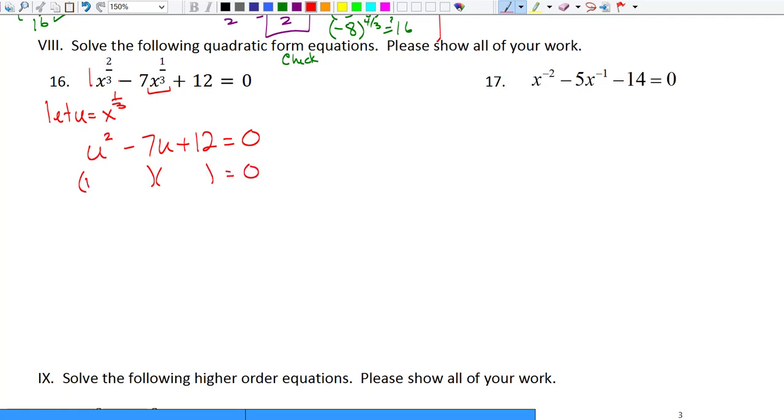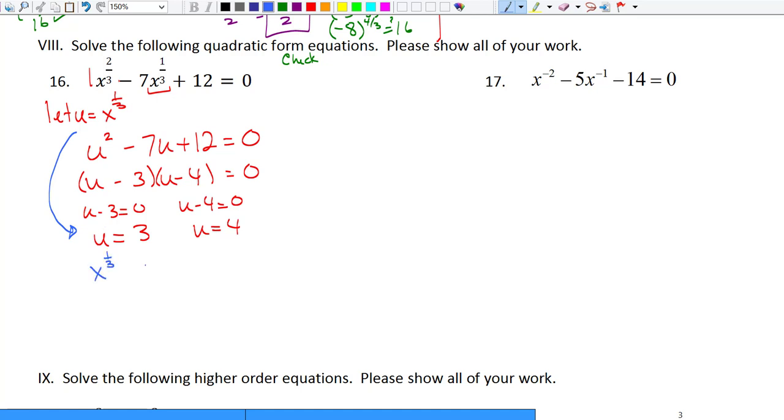At this point I need to solve. I can factor this pretty easily. Minus 3 and minus 4 multiplies to positive 12, it adds to negative 7. I set each of these equal to 0. And I get u is equal to 3 and u is equal to 4. Cool, I solved for u. But no one asked me to solve for u. I'm the one that brought u into the problem. So now I have to take it out.